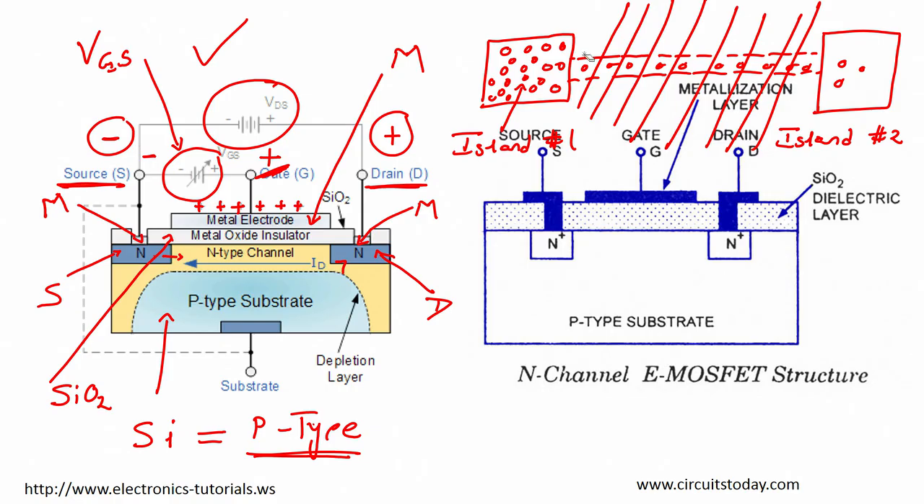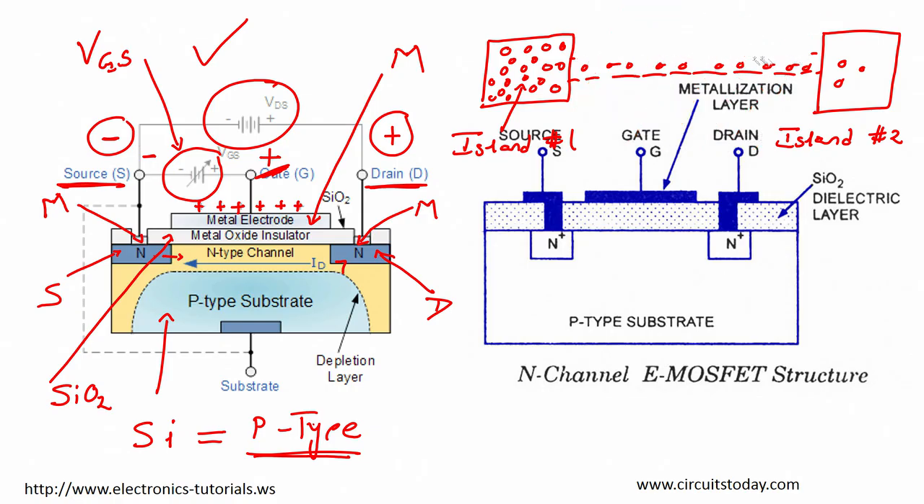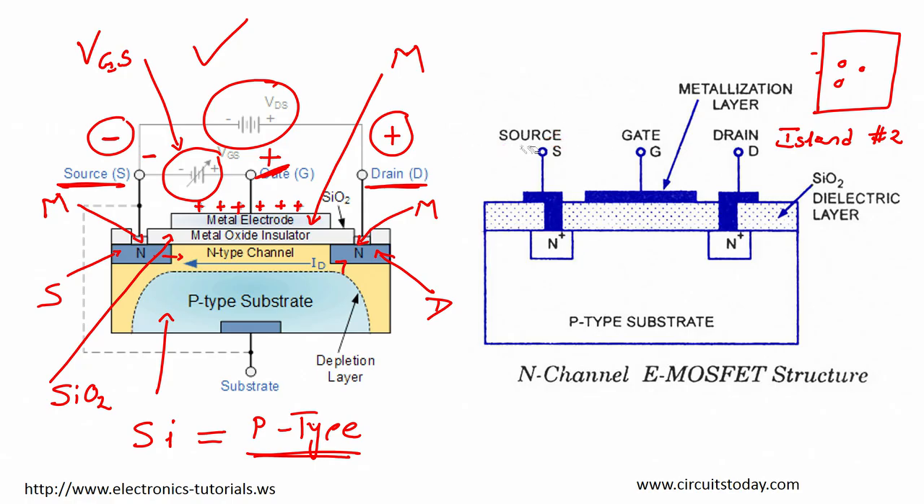But what if there is no bridge? If there is no bridge, then they cannot cross the island, correct. Same way, if there is no channel between source and drain, here is a source, here is a drain, the electron cannot flow from source to drain, even if I apply VDS. So, I have to create a channel, and that channel is created with the help of gate to source voltage. Thus, this bridge is created so that the electron can flow from here to here.